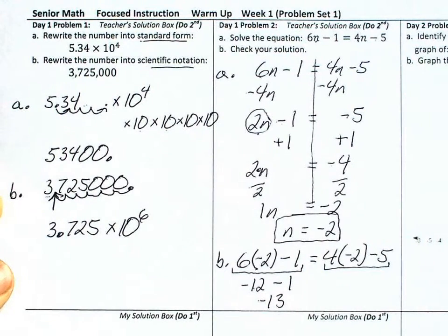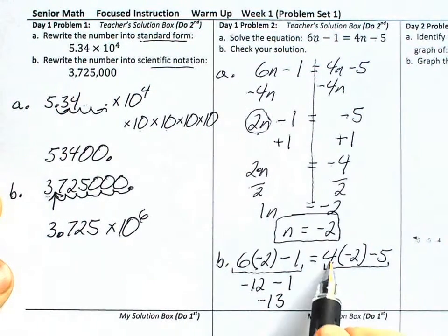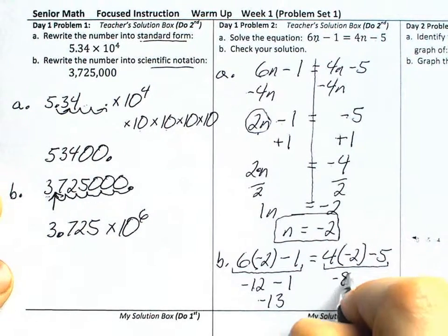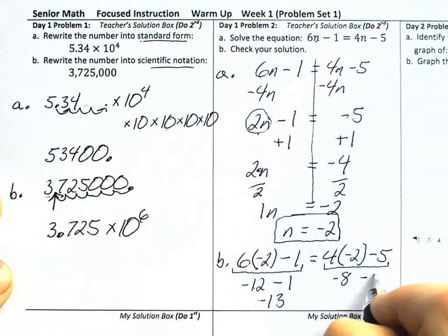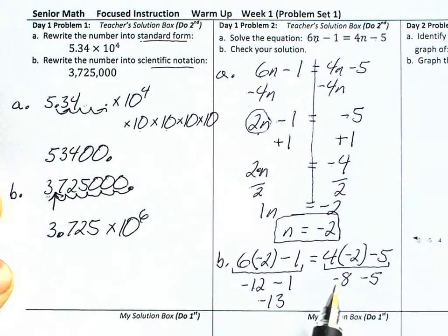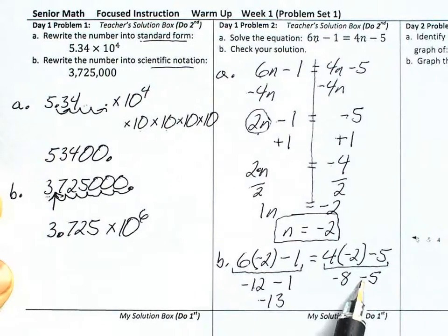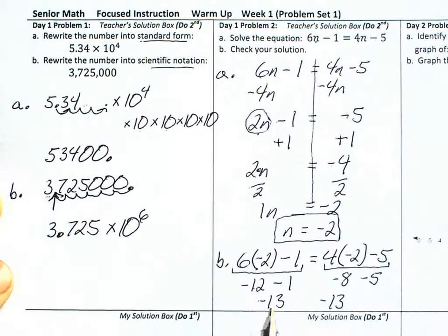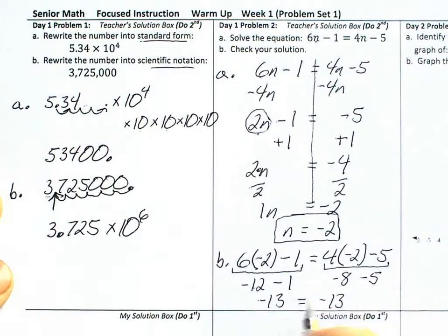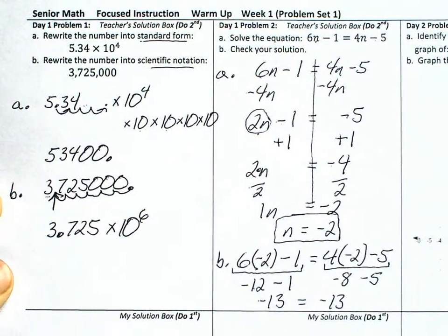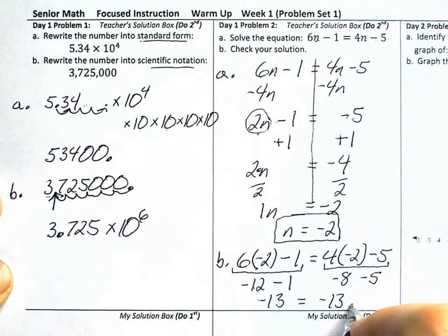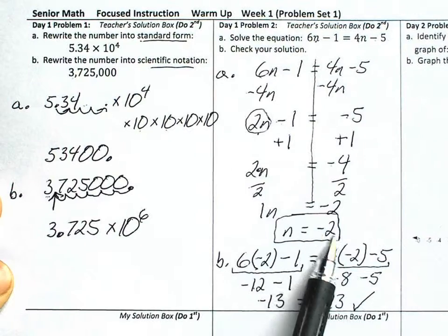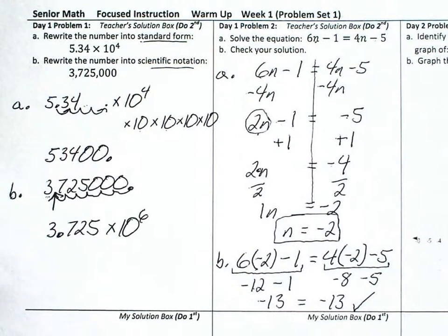Let's figure out what the right side of the equation is equal to. 4 times negative 2 is negative 8. And then here this minus 5 can be brought down. And then negative 8 minus 5. That's negative 13. And so does negative 13 equal negative 13, we're wondering? Well, yes, it does. And so this checks, and that means that n equals negative 2 is the correct answer for this equation.